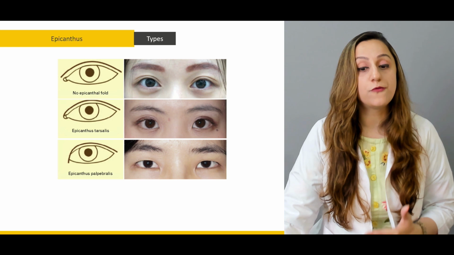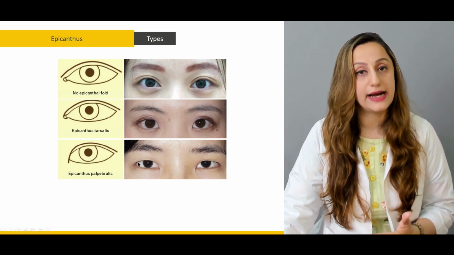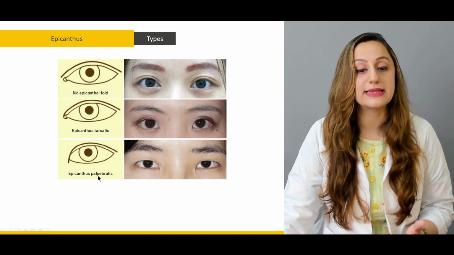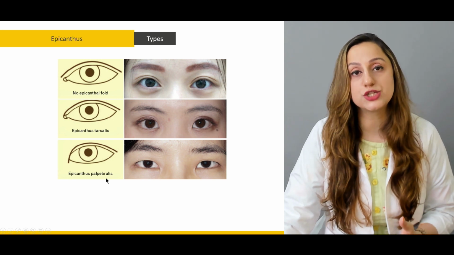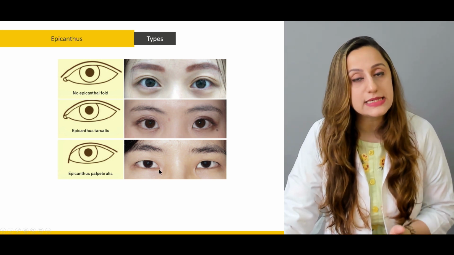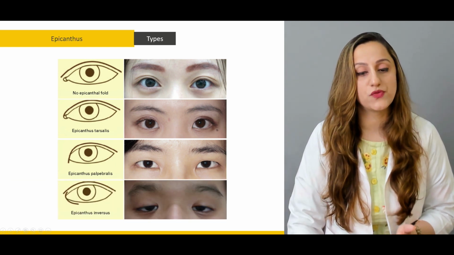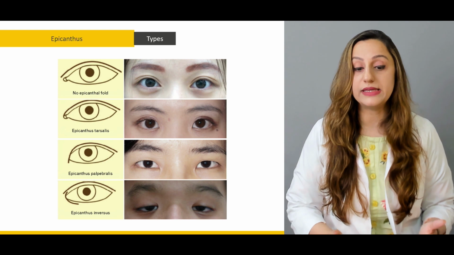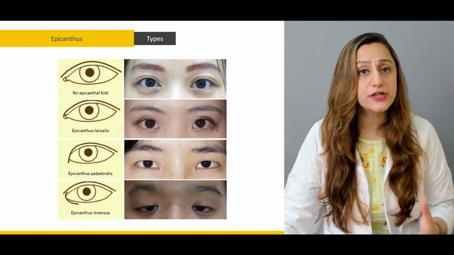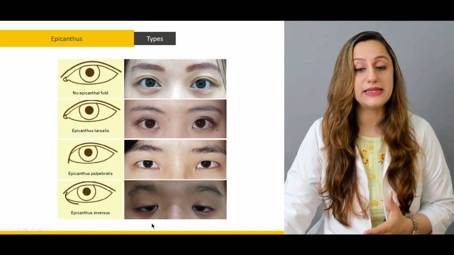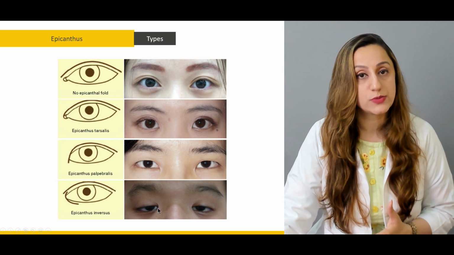The epicanthal folds are severe enough that they're also affecting the complete eyelid, which is why it is known as palpebralis. This palpebralis terminology is basically related to the eyelid. So if the complete eyelid is involved, it is going to be known as the epicanthus palpebralis. And then again, we have the epicanthus inversus. The epicanthal folds are severe enough, involving the complete eyelid, and even the palpebral fissure is narrowed down in these individuals.